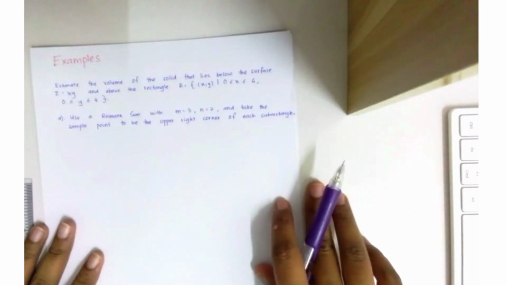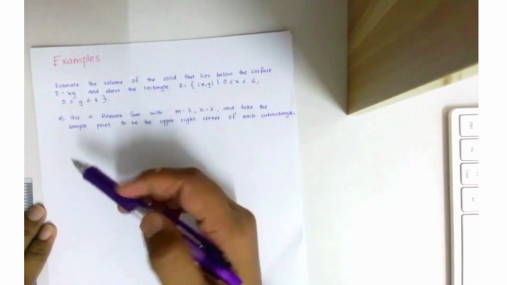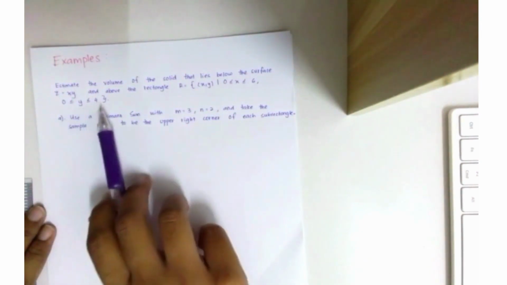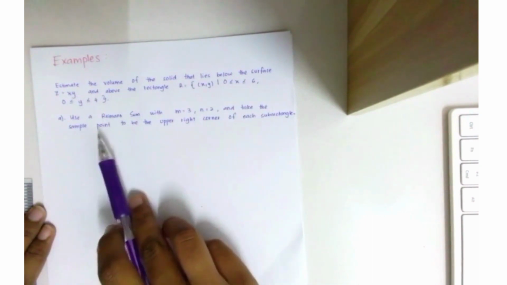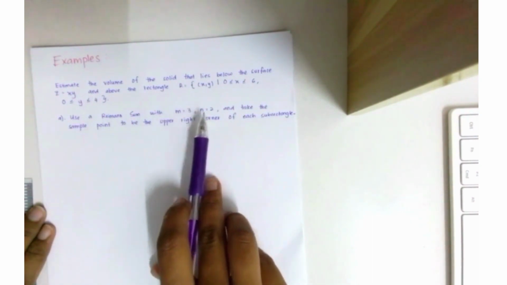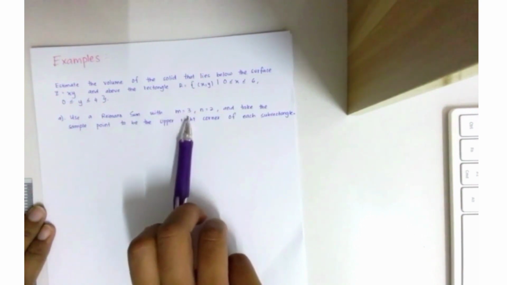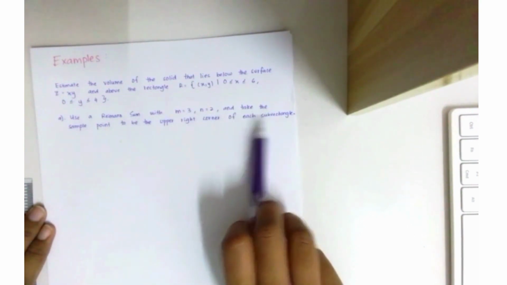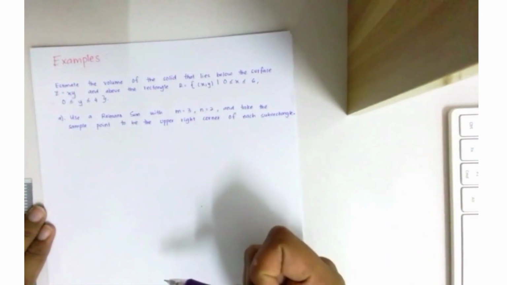Now, to make it easier to understand, let's go through this example. The given question is: estimate the volume of the solid that lies below the surface z equals xy and above the rectangle R, where the x limit is 0 to 6 and the y limit is 0 to 4. The question asks us to use a Riemann sum with m equals 3, n equals 2, and take the sample point to be the upper right corner of each subrectangle.